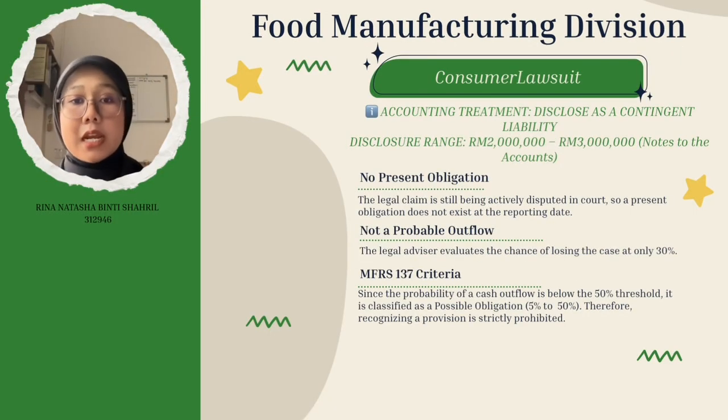Next, for question A2, the consumer lawsuit: we cannot recognize a provision here. Instead, MFRS 137 requires us to disclose it as a contingent liability in the notes. This is because losing the case is not probable. Legal counsel estimates only a 30% chance of outflow, which falls well below the required 50% threshold for a provision. Thank you.